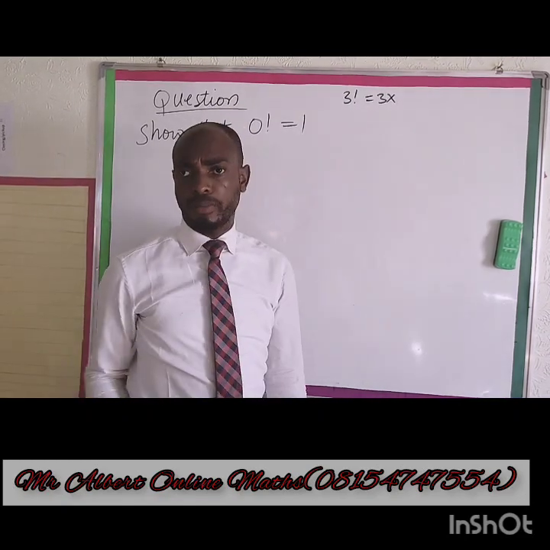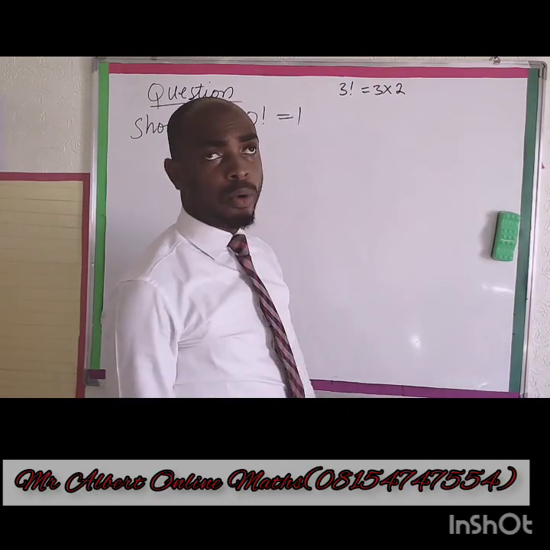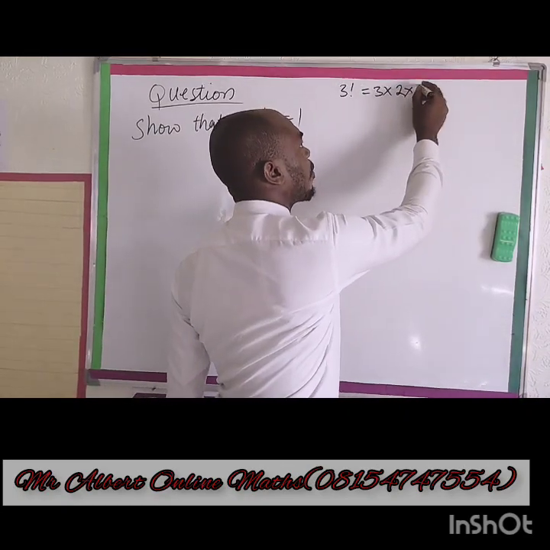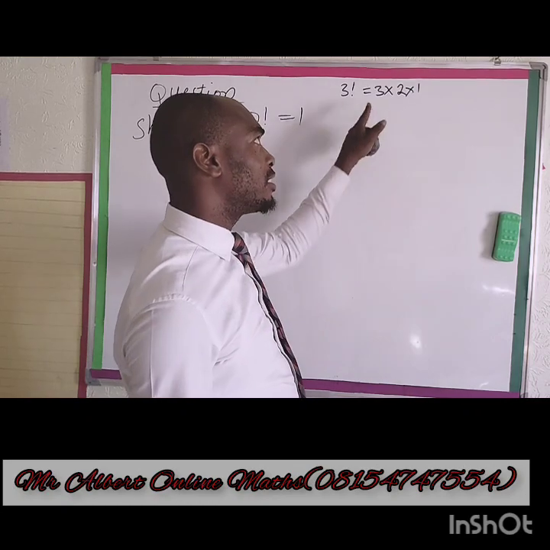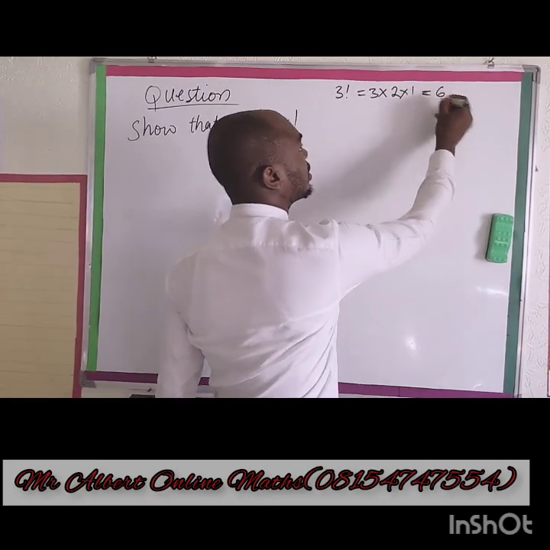If you reduce 3 by 1, you are going to have 2. Reduce 2 by 1, you are going to have 1. So 3 factorial means 3 times 2 times 1, which is the same thing as 6.